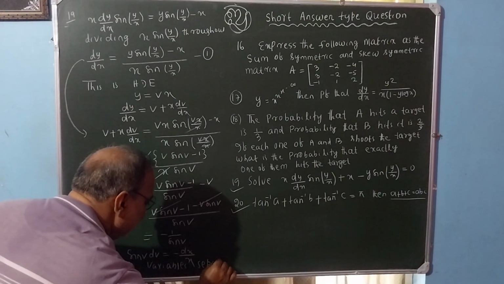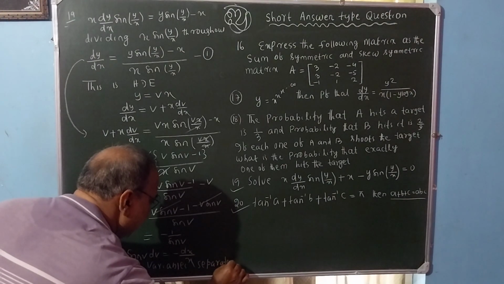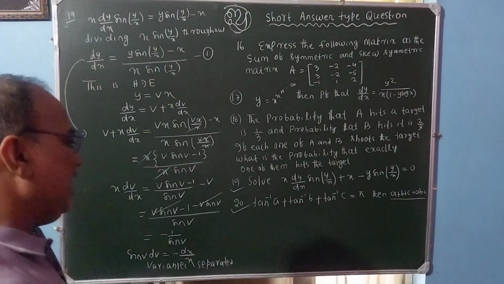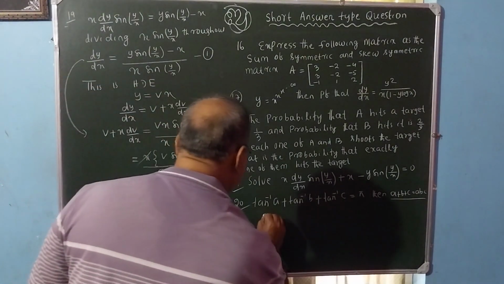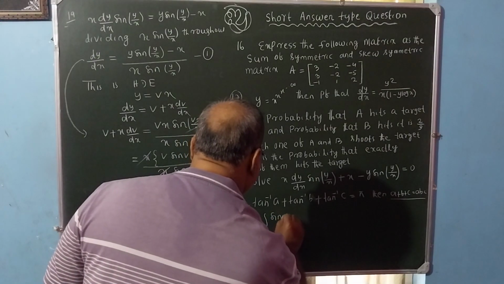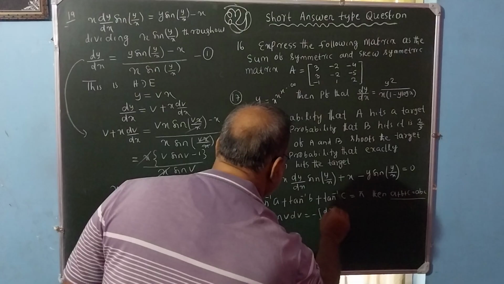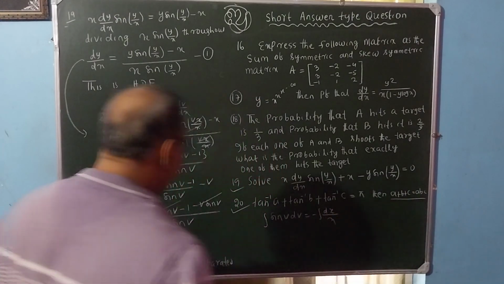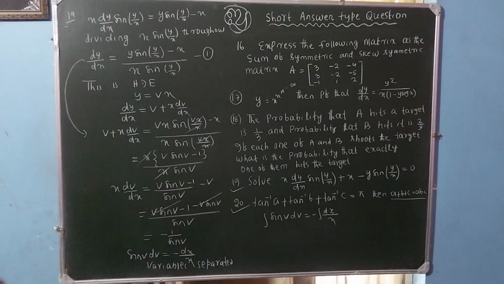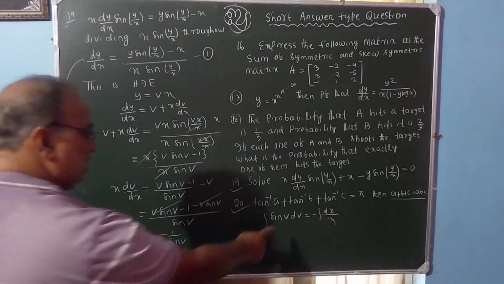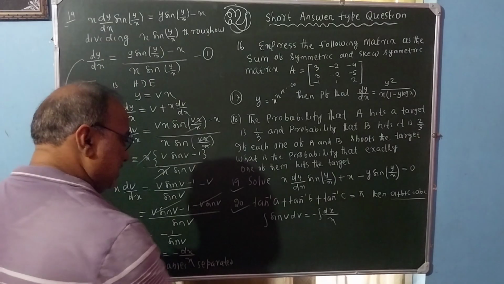Write down: variables separated. Then integrating on both sides. Write down integrating sin V dv is equal to minus dx by x. After variable separable, the next step is integrating on both sides with respect to V here, and with respect to x here.